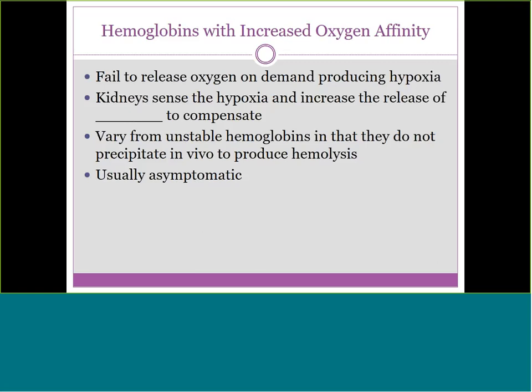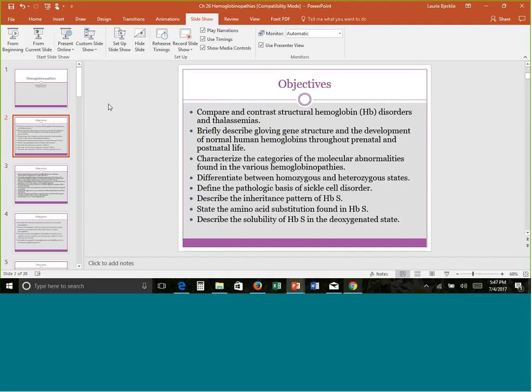So usually it's asymptomatic. The patient probably isn't aware unless there was some testing done at one point for it, but because the kidneys just up the erythropoietin, get more red cells put out, we're not even aware that there's as much failure to release the oxygen. Usually your compensation is working for it. All right, so that is it on hemoglobinopathies.